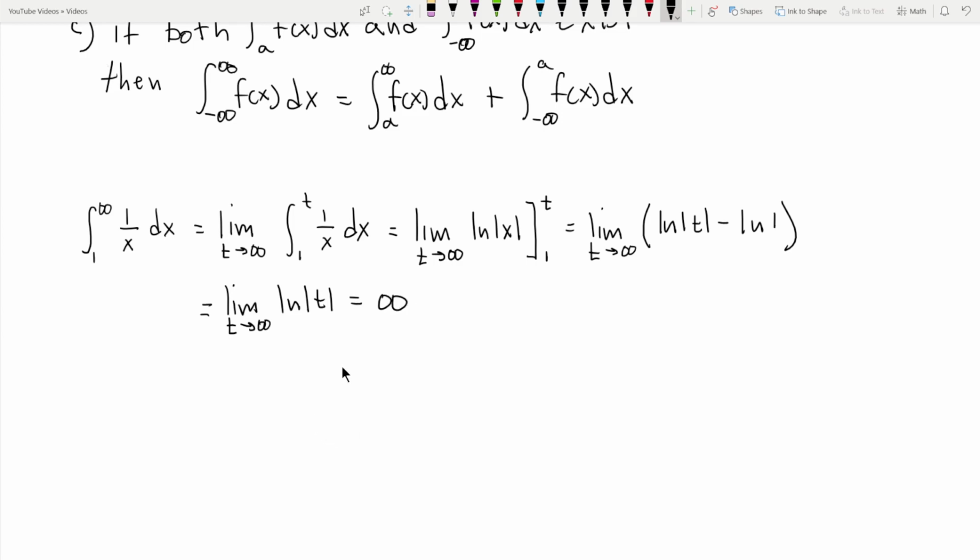All right, so in this case, the antiderivative, right? The antiderivative doesn't exist. All right, since the limit, actually, I don't want to write it that way. Hang on. All right, so I'm just going to conclude from here. So the antiderivative from 1 to infinity of 1 over x dx does not exist.